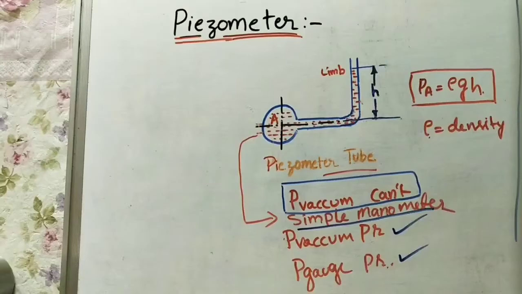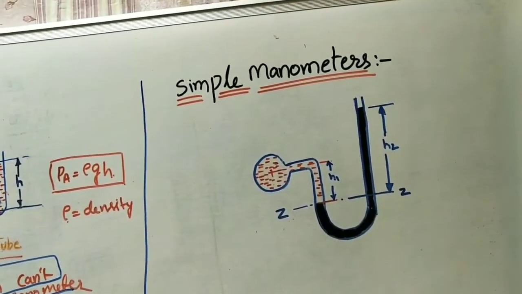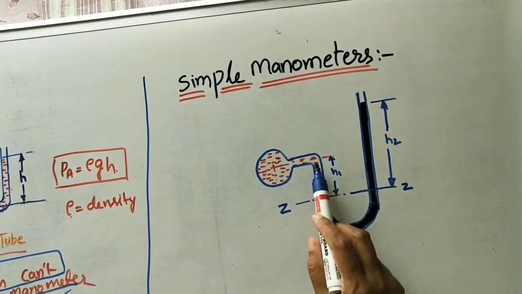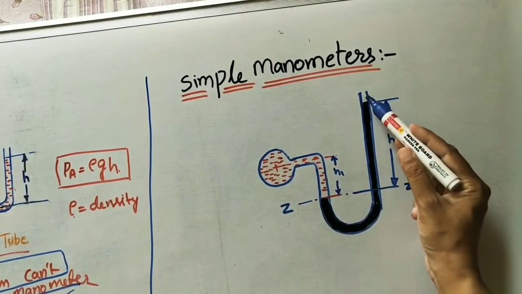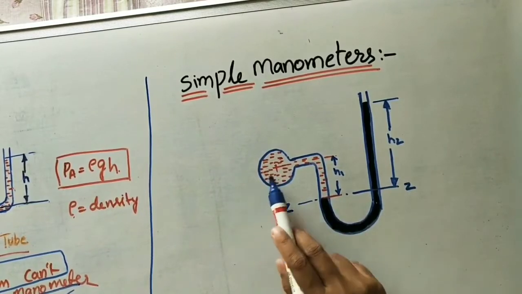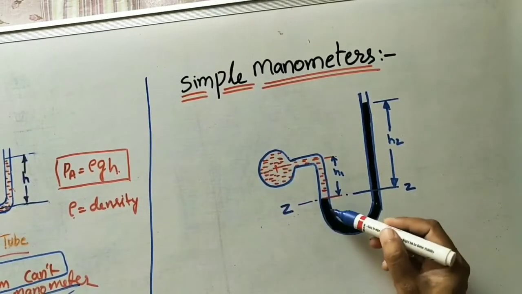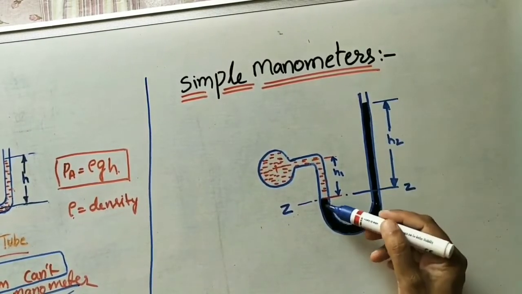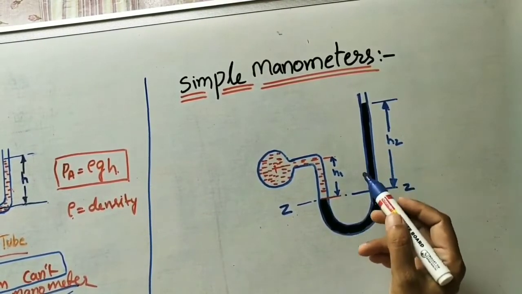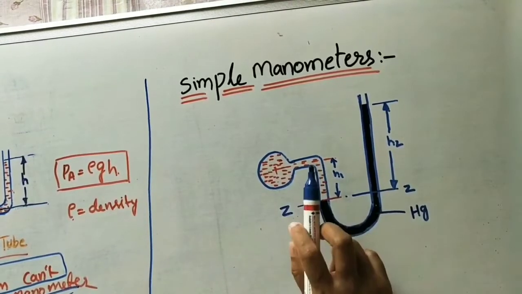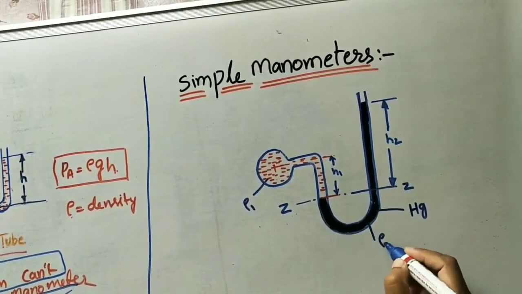The improved version of the piezometer is the simple manometer, like this. It also has a glass tube, but we connect it like a U-type glass tube. Instead of one liquid as previously, here one liquid is the flowing fluid inside the pipe, and we take one more liquid here, some Hg, mercury. Two different density liquids are taken here, while in the piezometer we take only one flowing fluid of one density. Here I take density rho 1 for the flowing fluid, and for this one the density is rho 2.